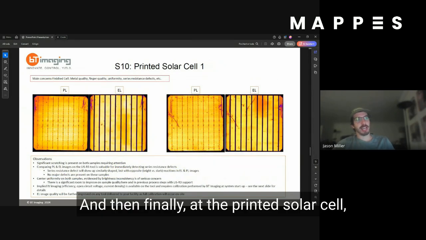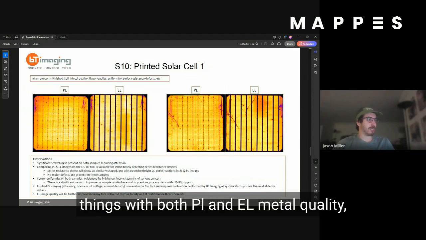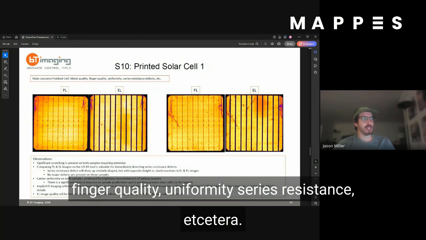And then finally, at the printed solar cell, we'd be looking at a lot of different things with both PL and EL: metal quality, finger quality, uniformity, series resistance, etc.